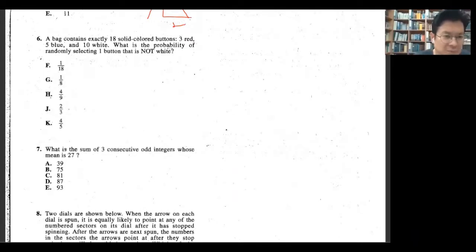The bag contains exactly 18 color buttons. What is the probability of randomly selecting one button that is not white? Not white is red and blue out of 18. So 4 out of 9.